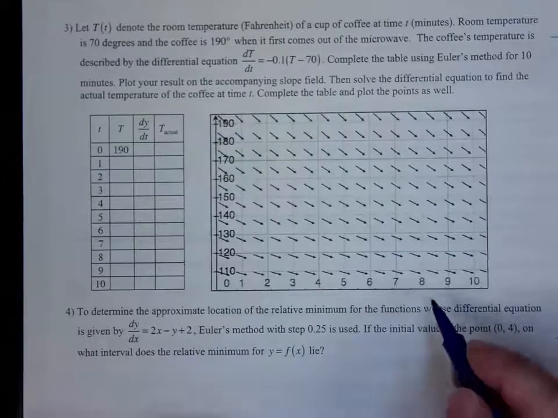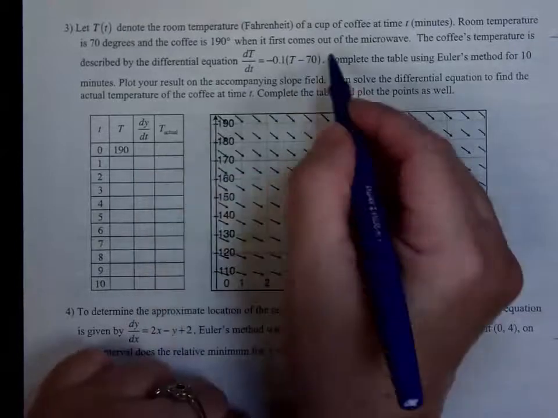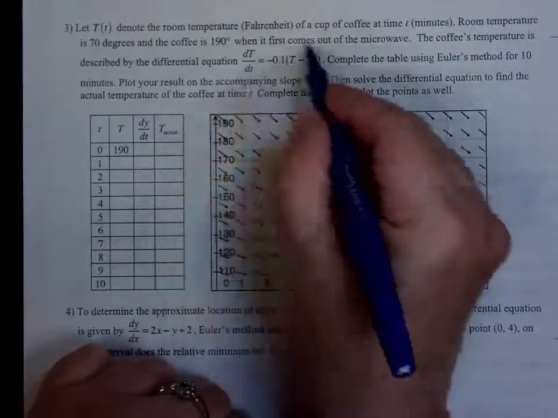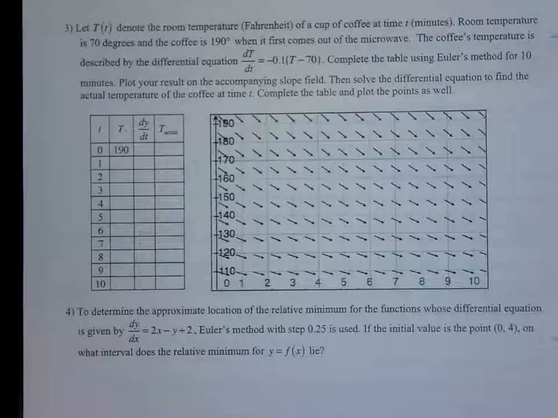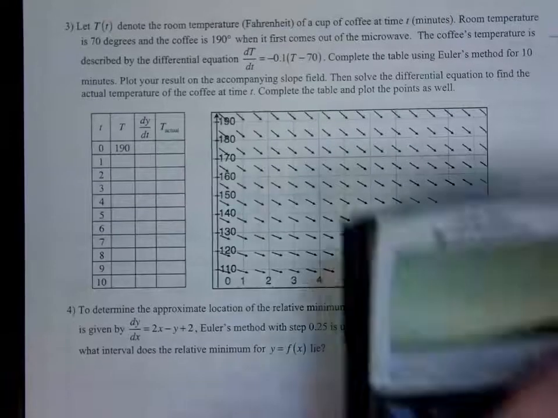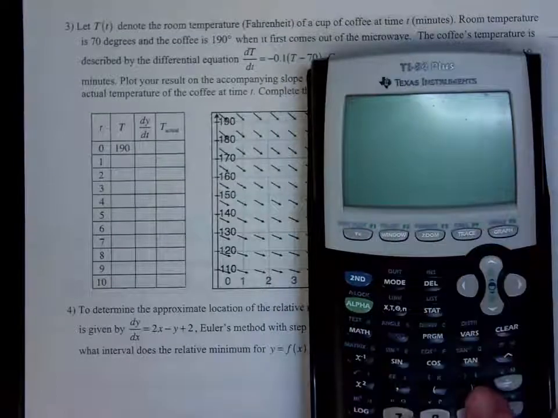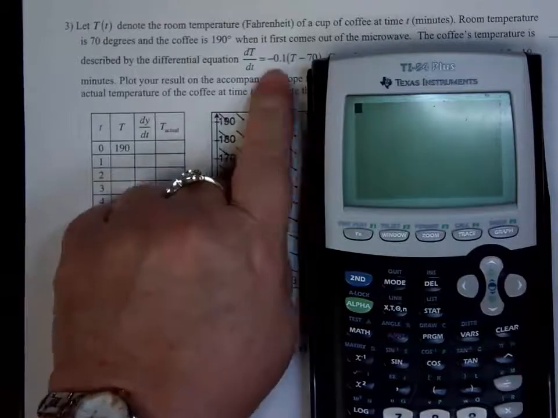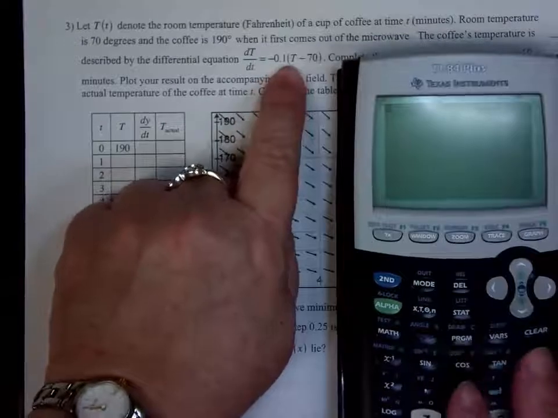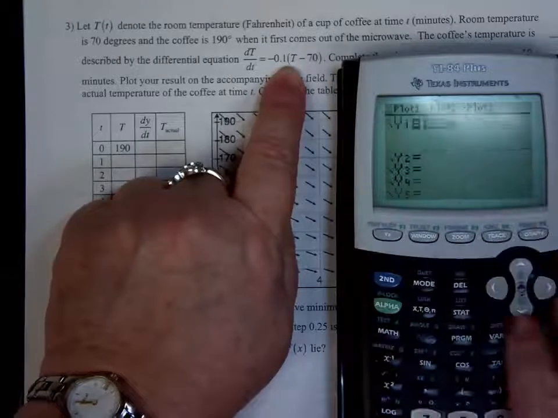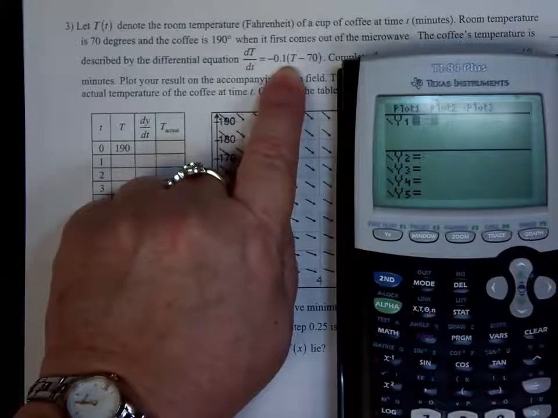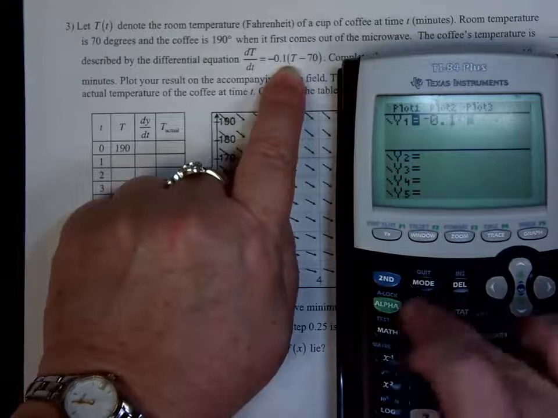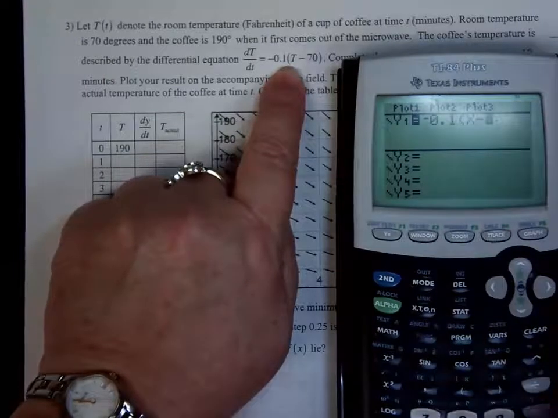Okay, so here is my equation right here. So we're going to use the calculator to let us do this faster, and I'm going to teach you a new thing your calculator can do that you may not be aware of. I want you to go to y equals and type in this equation, and the t is going to be an x. So we have negative 0.1 parentheses x minus 70. Not 71, 70.